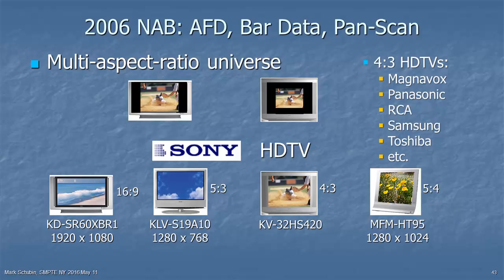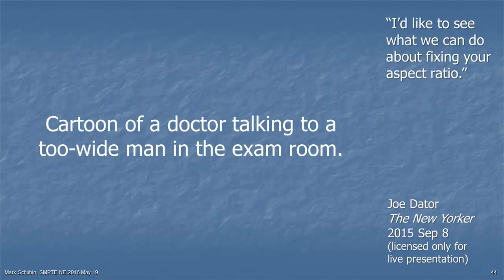Here's 2006 at the NAB. This is one of the slides I did for an NAB wrap-up that year. Sony, just one manufacturer, was selling HD displays in 4 different aspect ratios that year. And so at NAB, they said, well, no problem. We're just going to use AFD and bar data and pan and scan, and you'll be well equipped for the multi-aspect ratio universe. And so here we are in 2016, and this cartoon ran in the New Yorker last September.